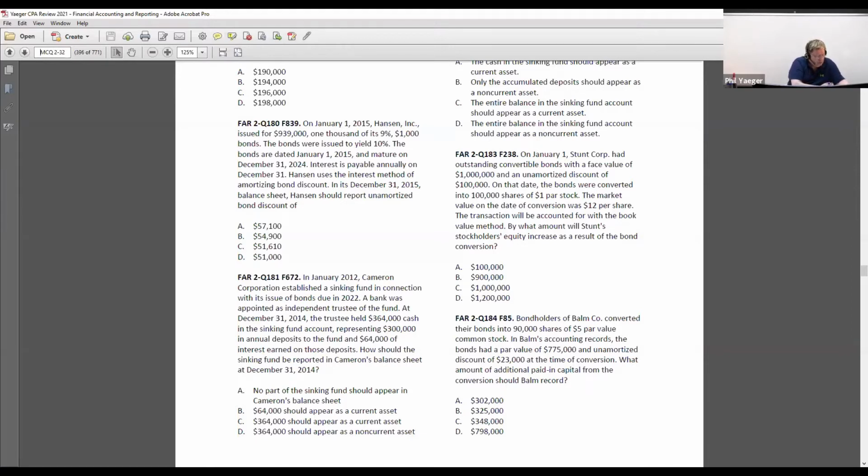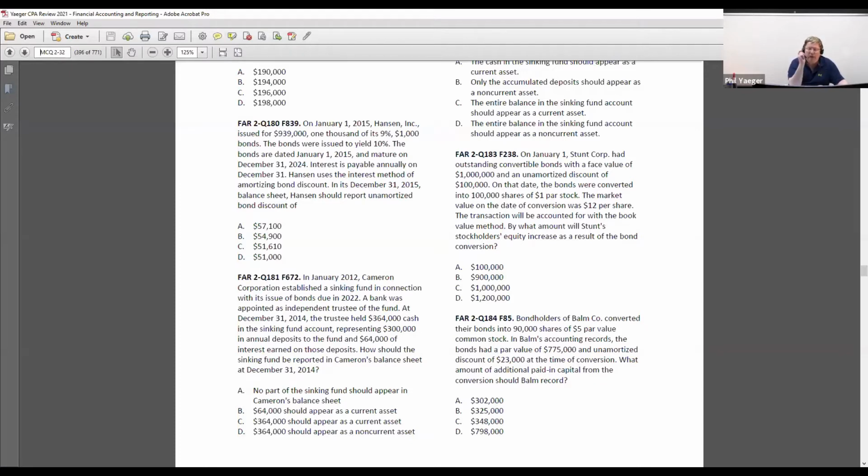All right. So therefore, let's make the entry. We have to get rid of the bonds payable. How much are the bonds payable? $1 million. So what are we going to do with the million? Debit. Debit bonds payable for $1 million. Good.